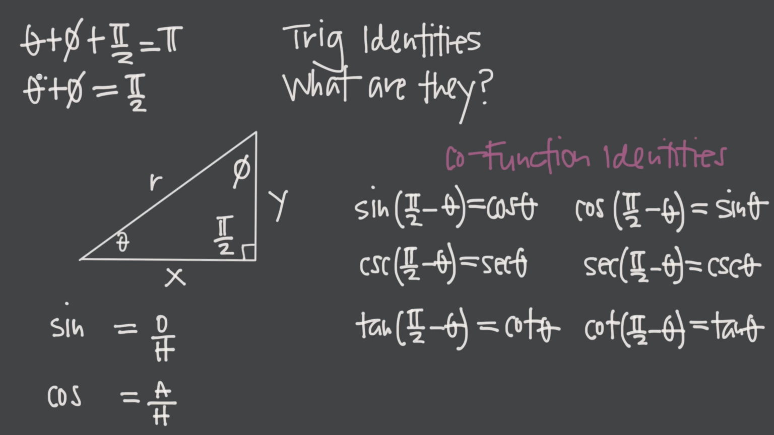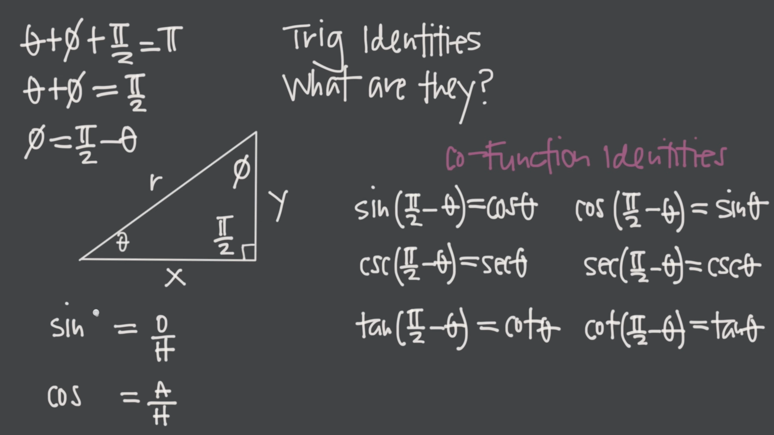Then I could either solve this for theta or phi. I'll go ahead and solve it for phi by subtracting theta from both sides, and I'll get phi is equal to pi over 2 minus theta, and we'll come back to that in a second. Now remember, for these cofunction identities, we're taking this first one here as the example. I'm trying to relate sine and cosine to each other. Well, the way to do that in my right triangle is to take sine of one angle and cosine of another angle. So here's what that would look like.